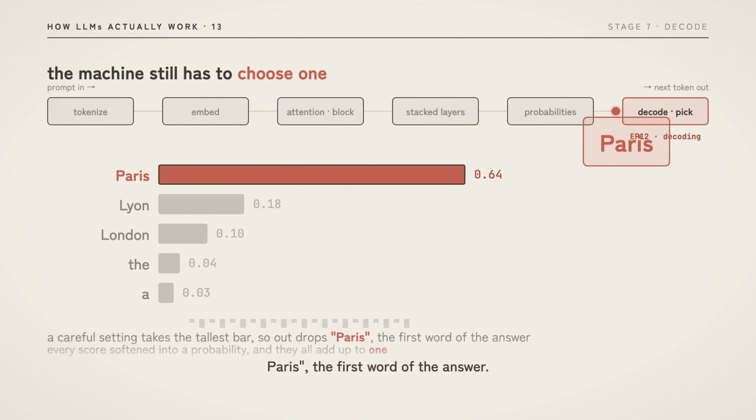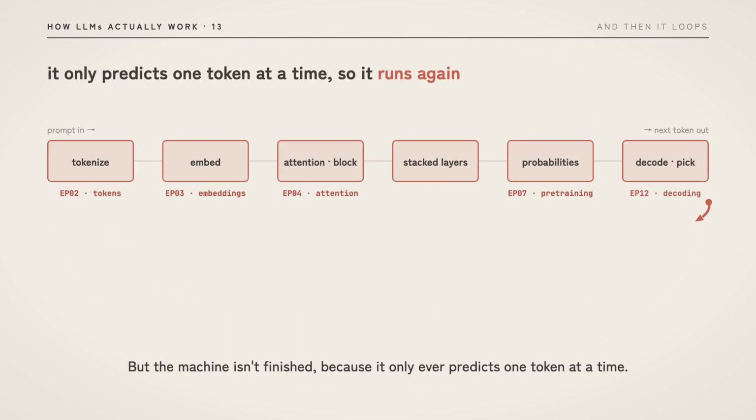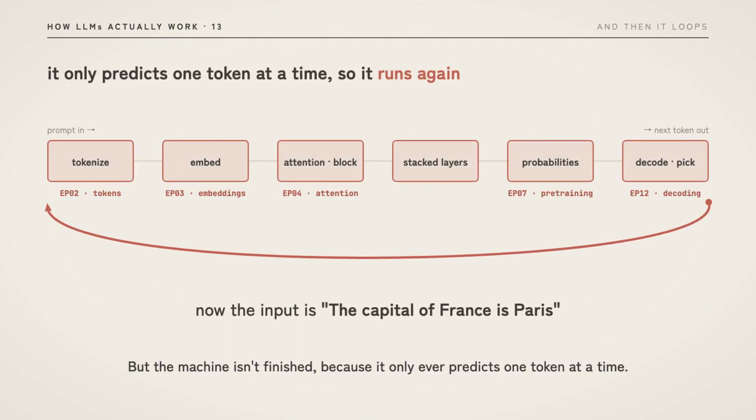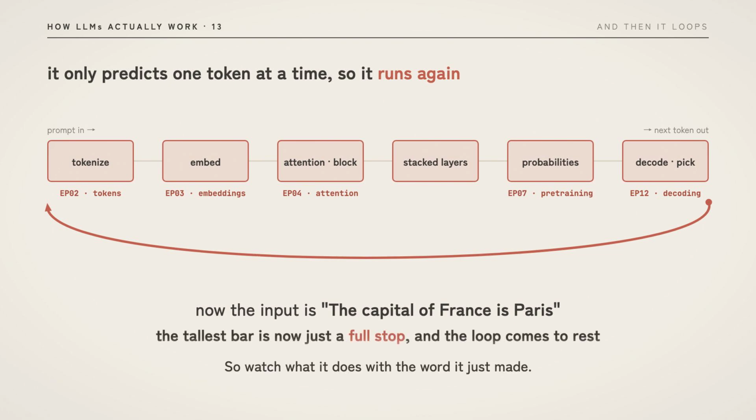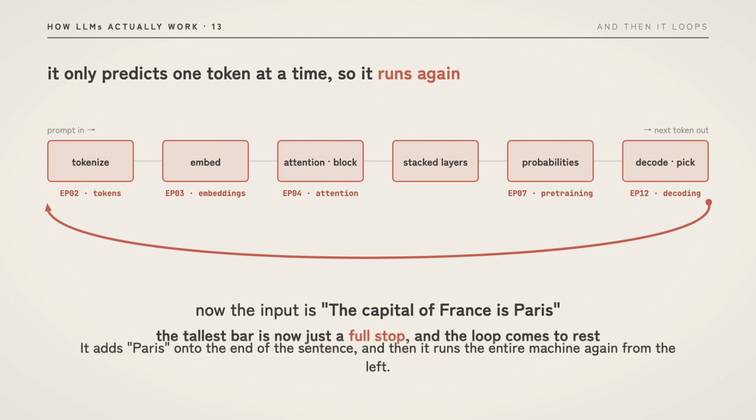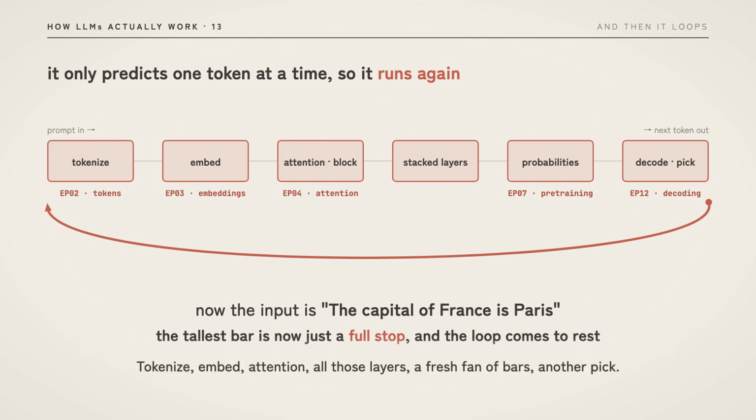Paris, the first word of the answer, but the machine isn't finished because it only ever predicts one token at a time. So watch what it does with the word it just made. It adds Paris onto the end of the sentence and then it runs the entire machine again from the left. Tokenize, embed, attention, all those layers, a fresh fan of bars, another pick. This time the input is "the capital of France is Paris," and now the tallest bar is just a full stop. It picks it, the sentence is complete, and the loop finally comes to rest.